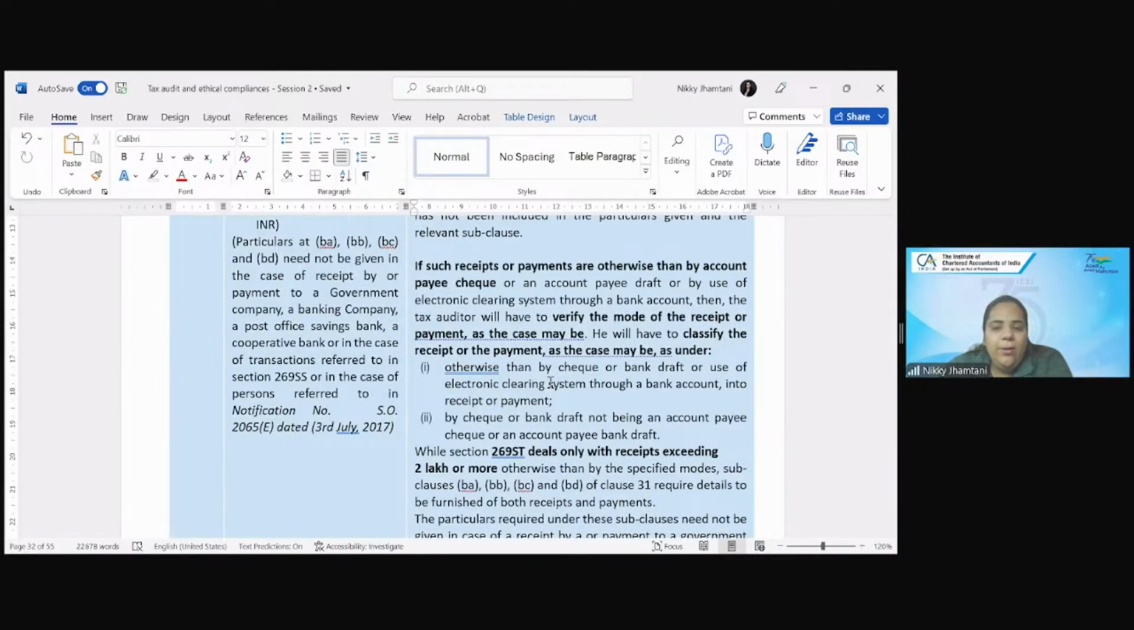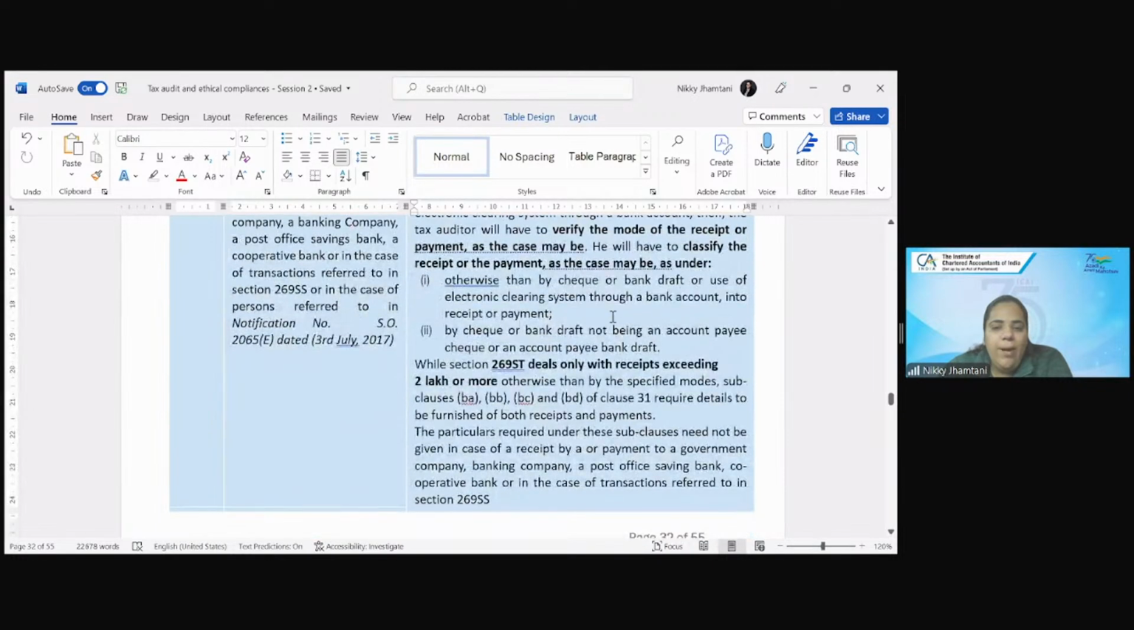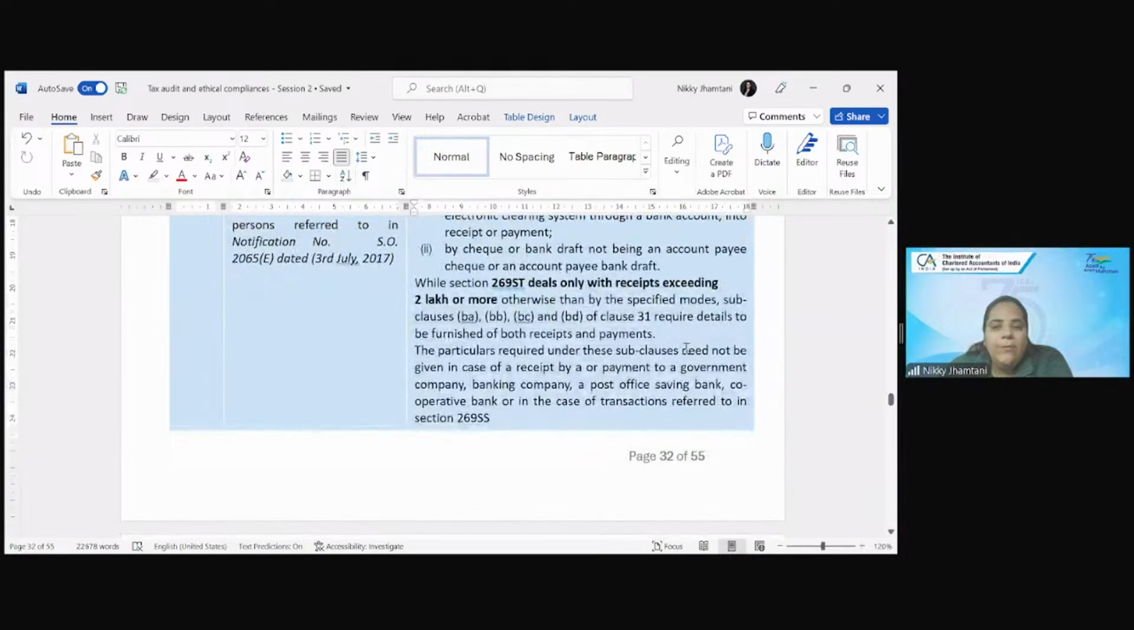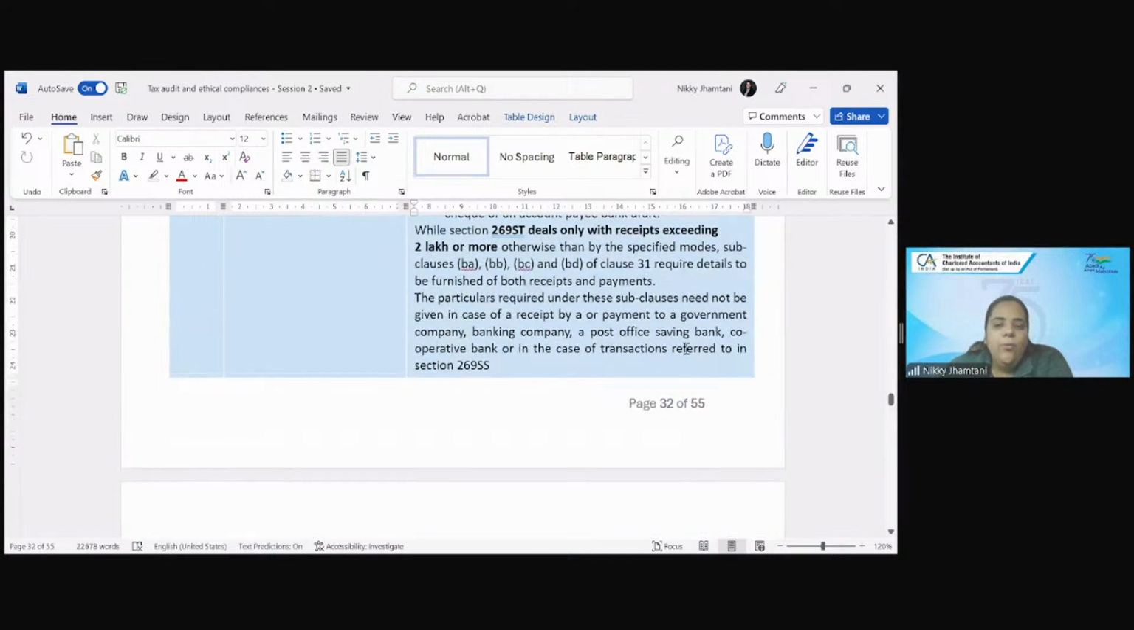उसको verify करनी है and then उसको classify करनी है as under: otherwise than by cheque or bank draft or use of ECS through a bank account into receipt or payment, and then by cheque or bank draft not being an account payee cheque or an account payee bank draft. While Section 269ST deals with receipts exceeding 2 lakh or more otherwise than by the specified modes, subclauses BA, BB, BC, and BD of 31 require details to be furnished of both receipts and payments. The particulars required under these clauses need not be given in case of a receipt by and a payment.